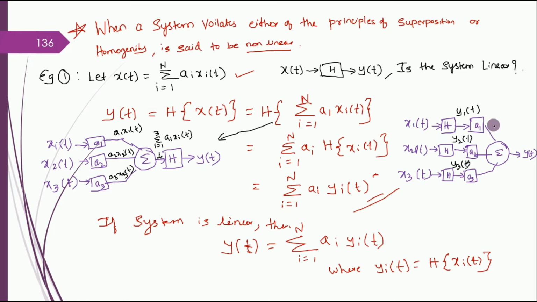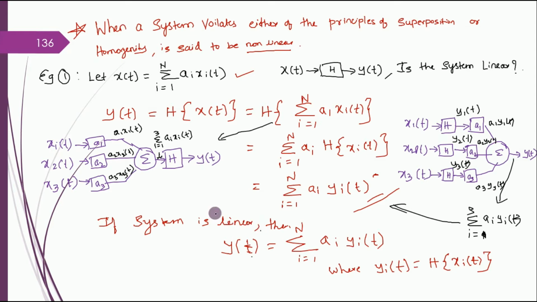So when I scale it, what do I get? a1 y1 of t. Here I get a2 y2 of t. Here I get a3 y3 of t. So when I sum it here, what do I get? Summation i equals 1 to 3 of a_i, and here I have y_i of t. Correct? y_i of t. So that is what is here. This is what is equal to this. We call it y of t.